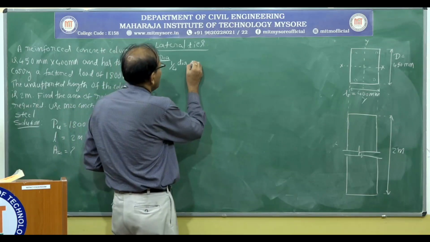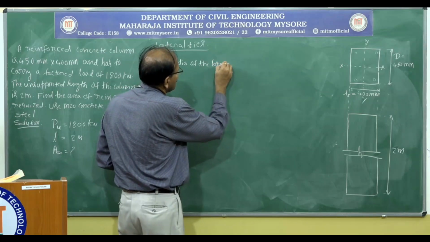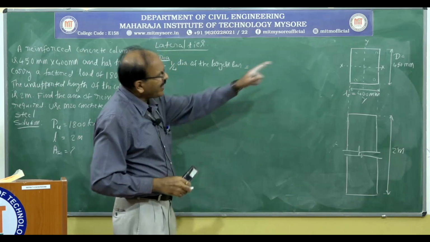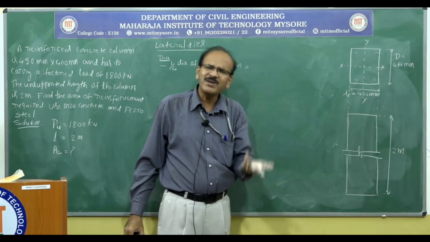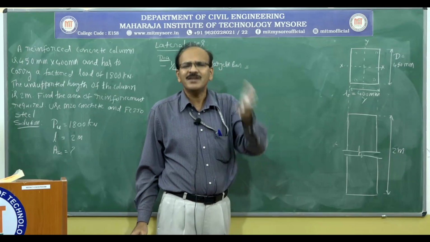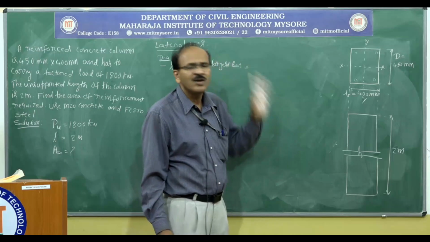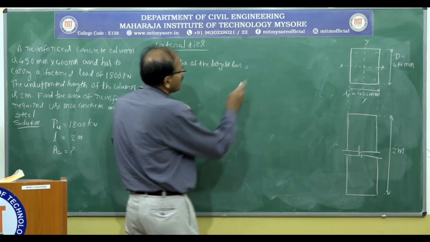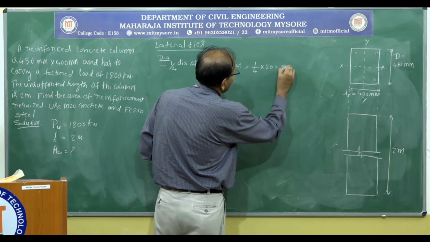That is dia of the largest bar. Here we have 8 bars. Which is the largest? 20 millimeter is the largest and 20 millimeter is the smallest bar. The reason is we are using only one size, that is 20 millimeter. Okay. So 1/4 of 20 is 5 millimeter.